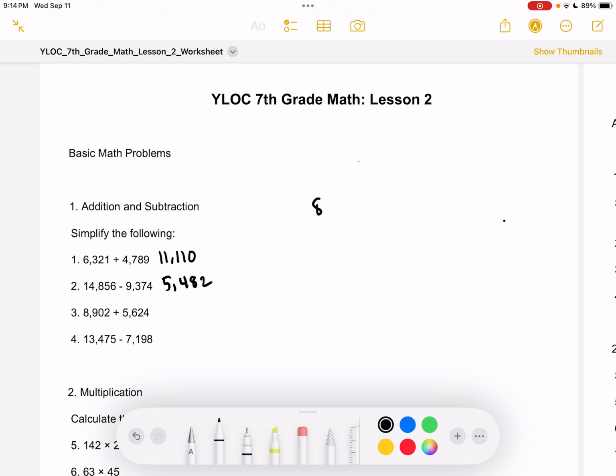The next problem is 8,902 plus 5,624. 2 plus 4 is 6. 0 plus 2 is 2. 9 plus 6 is 15, and we would carry the 1. And 1 plus 8 plus 5 is 14, giving us a total answer of 14,526.